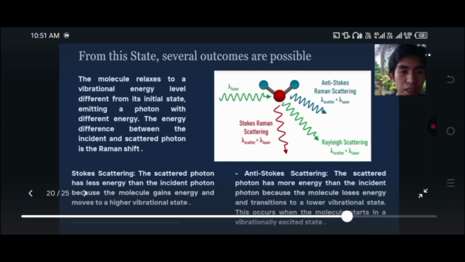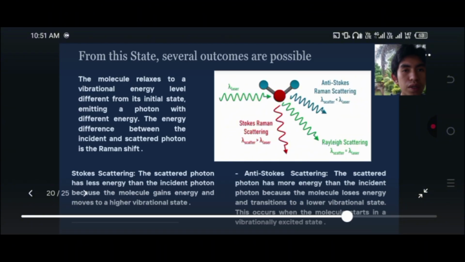Another type is Stokes scattering. The scattered photon has less energy than the incident photon because the molecule gains energy and moves to a higher vibrational state. Another one is anti-Stokes scattering. The scattered photon has more energy than the incident photon because the molecule loses energy and transitions to a lower vibrational state. This occurs when the molecule starts in a vibrational excited state.